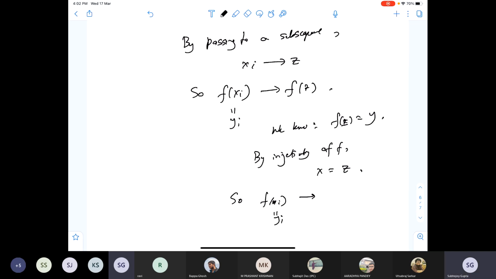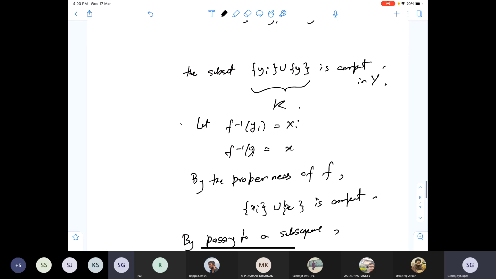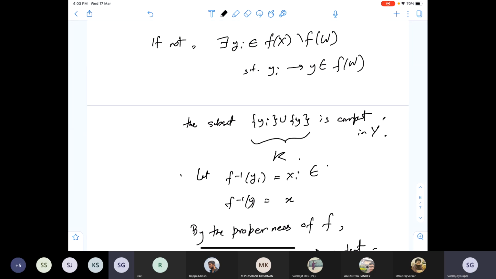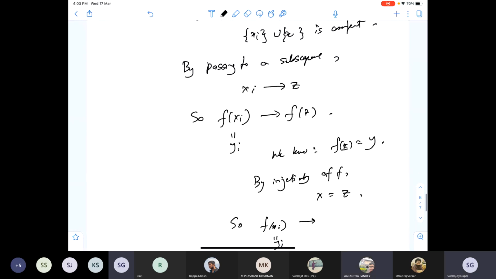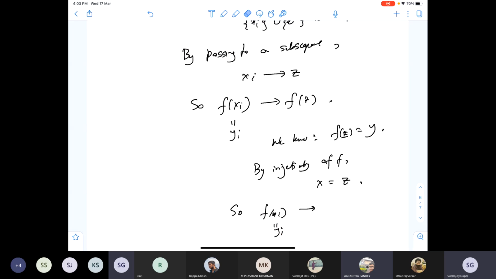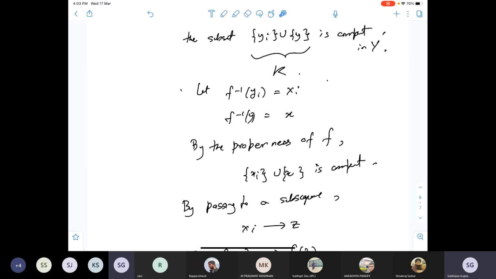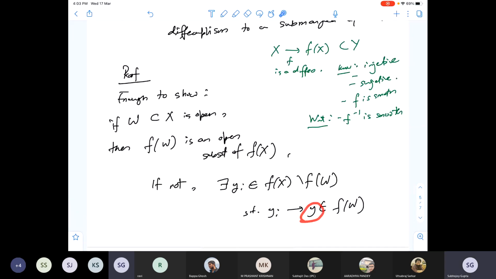Well, by assumption, I forgot to mention it here, x belongs to w. Now coming back, we have xi's converge to x, and x belongs to w by assumption, because we chose y to be something in f of w, and x was something that was mapping to y under f.